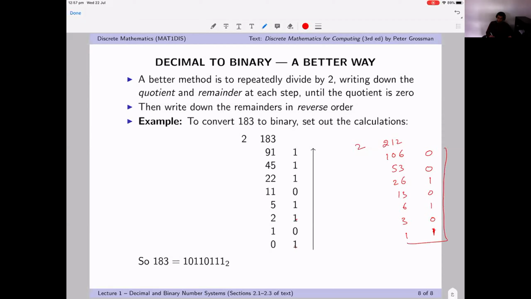So if you list them, 212 would be equal to 1, 1, 0, 1, 0, 1, 0, 0 to the base 2. So just write down all of these numbers in this format. So you have 1, then 1, then 0, then 1, then 0, then 1, and 0, 0. That will be your base 2 expansion of 212.